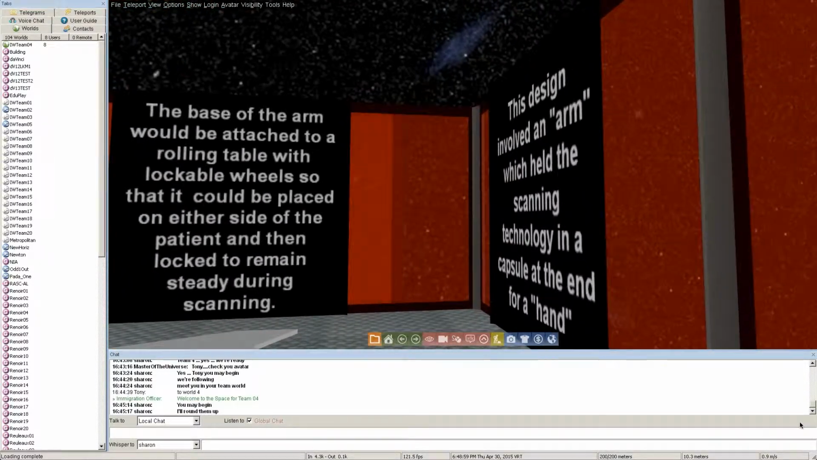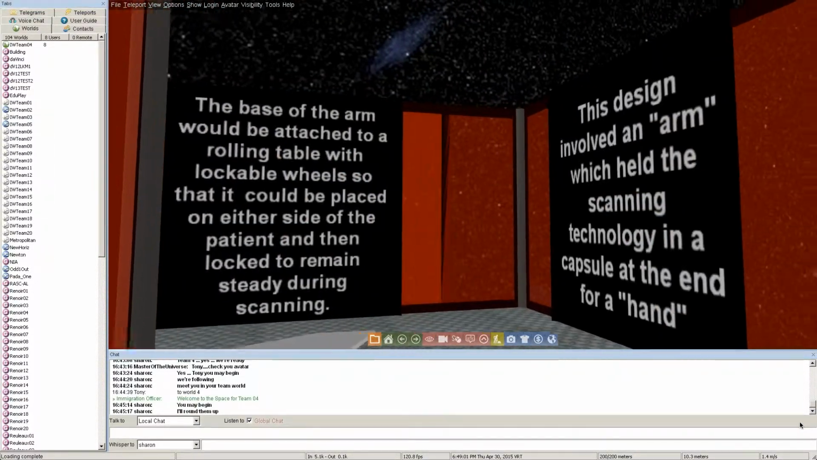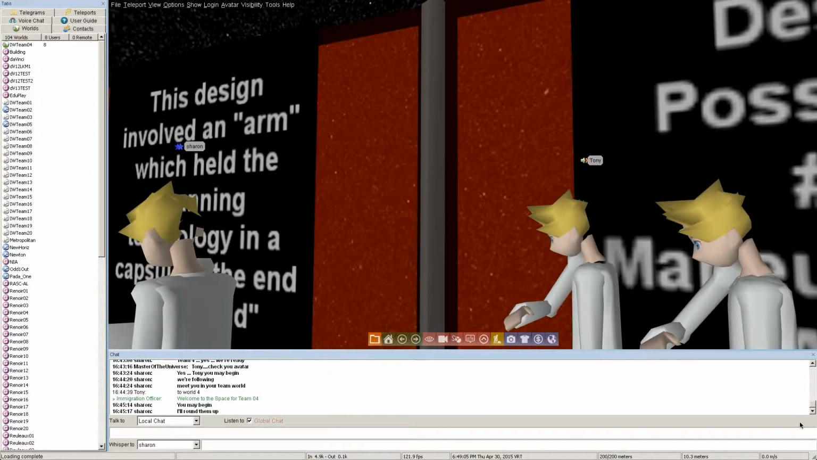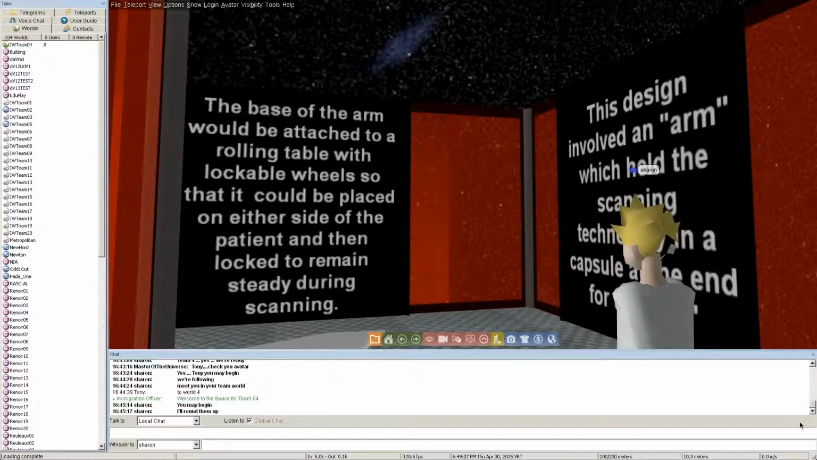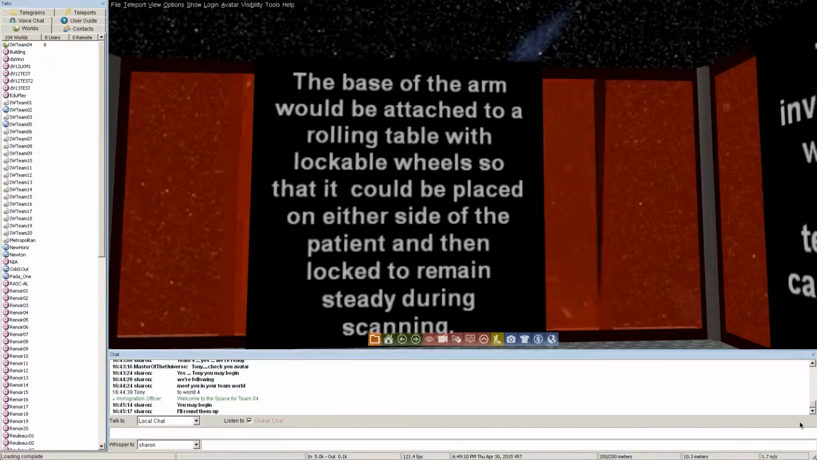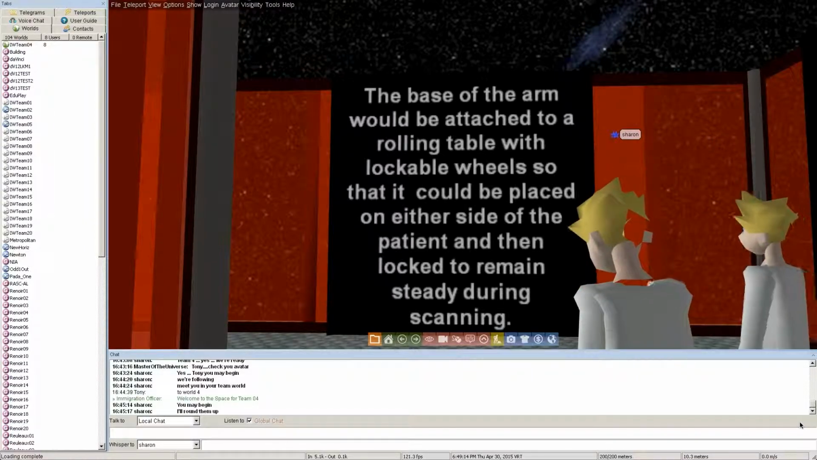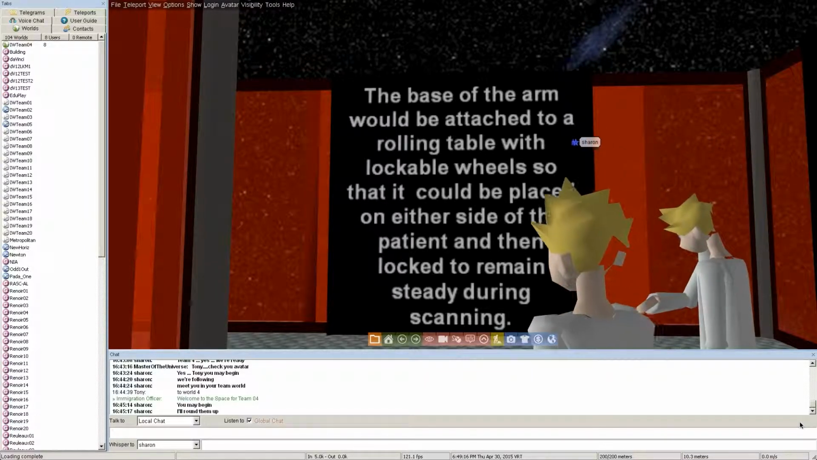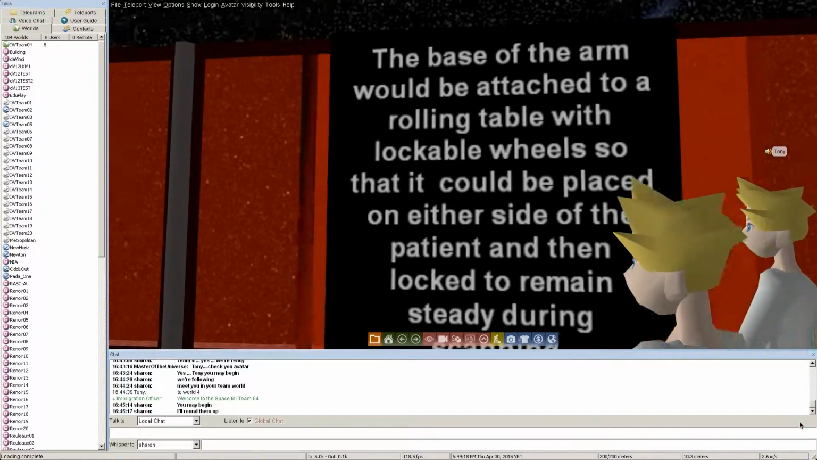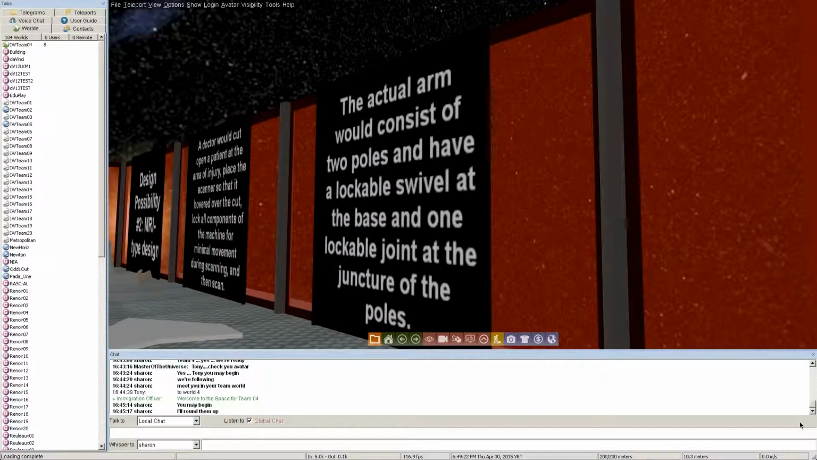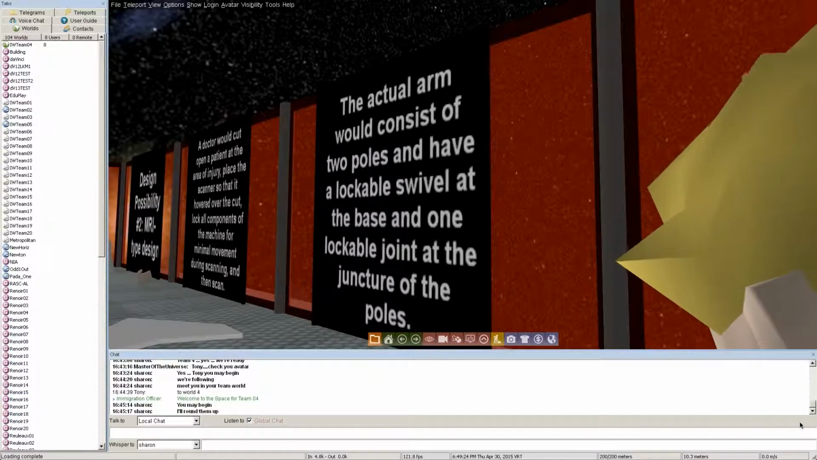And how it would work would be the base of the arm would be attached to the table with a swivel on it, and the arm would have one joint. And so a doctor could roll around the table and maneuver the arm in all different types of positions until the scanner hovered over the patient's wound, and the doctor would cut open the patient at the point of the comminuted fracture, and then the scanner would be hovering over it and face downwards and perform the scan.